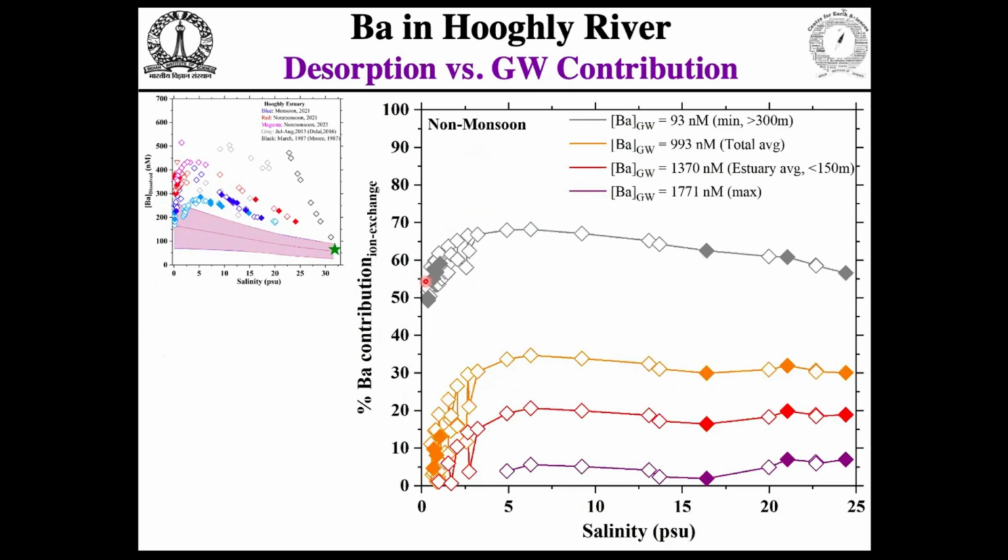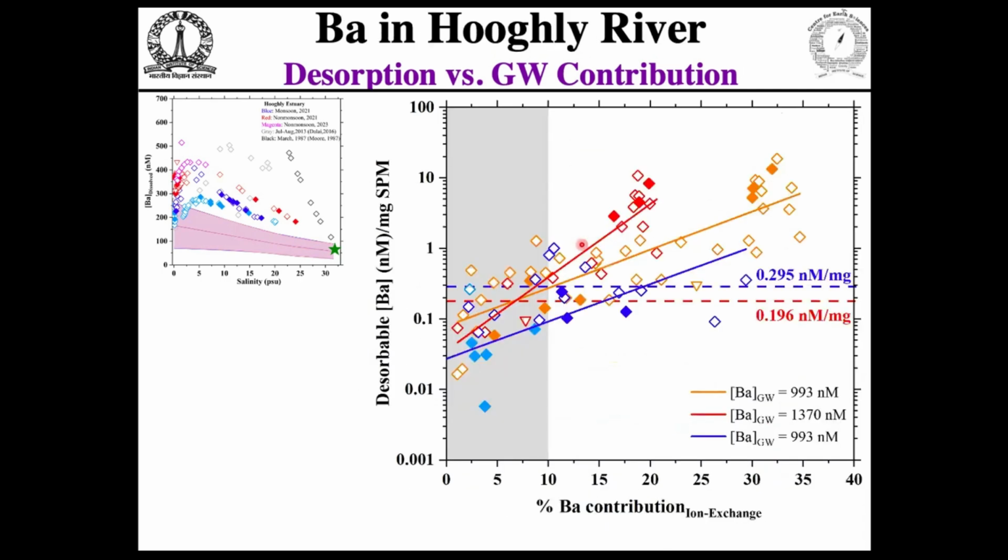Can we account for the excess barium by groundwater discharge? Yes, we can. The barium contribution due to groundwater discharge is high, but desorption cannot account for it. And we have shown the desorption values for very different values, and it doesn't make sense. So what we will do is move away from ion exchange and focus on groundwater values.